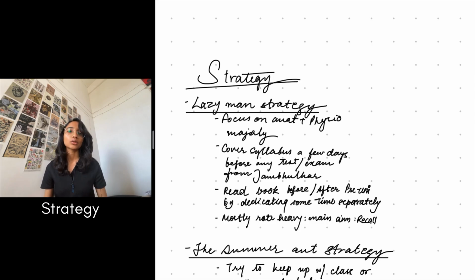And then once you have somewhat of an idea about what is going on, by the time your second sessionals or maybe your pre-university rolls in, start studying the book again. So now you already know what is important, because Jambulkar is a list of importance indirectly. You read those from the book, you make sure you have everything down, and a lot of these cycles are very rote heavy. I mean, there are a lot of mnemonics, but your main aim should be that you're able to recall. So make sure you revise your mnemonics, make sure you write and practice your flowcharts.